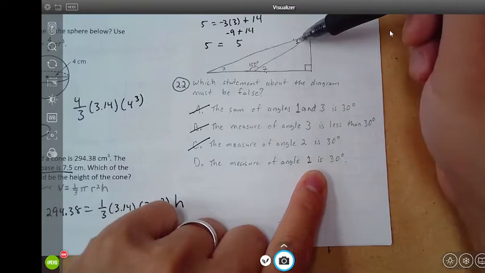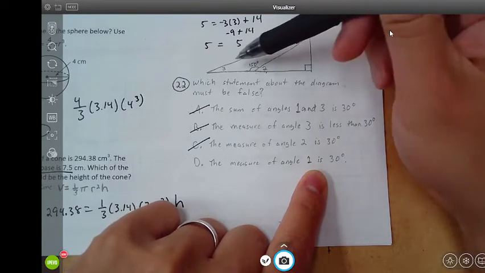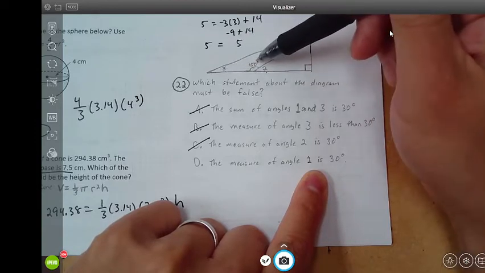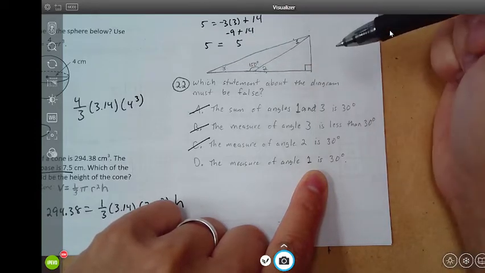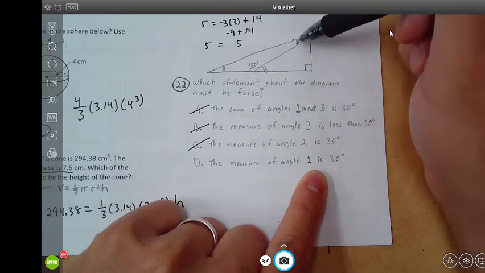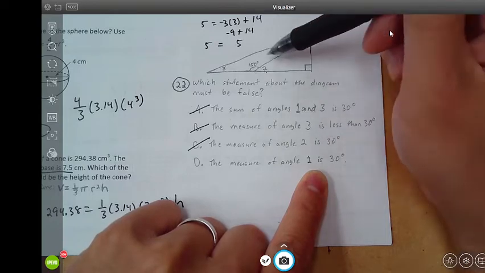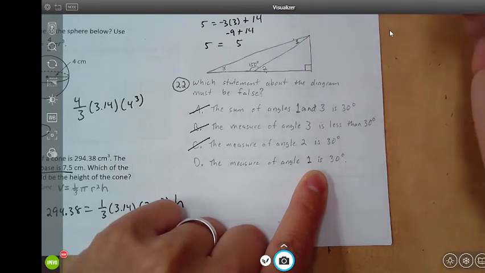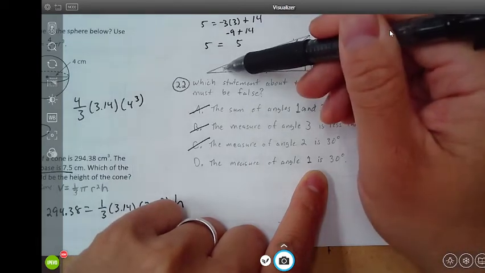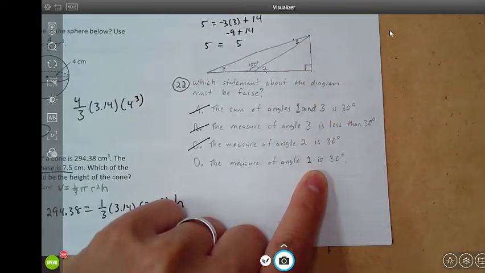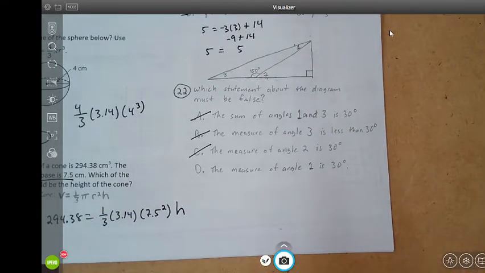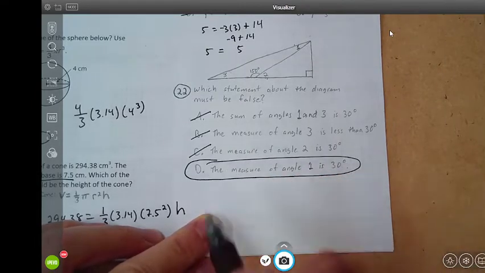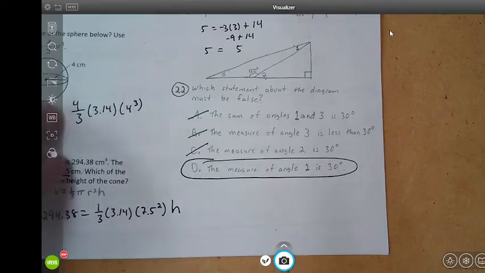Well, if angle 1 is 30, it doesn't leave any room for 3, because 3 and this 150 have to add up to 180. So 1 cannot be 30. If 1 is 30, then angle 1, which is 30, and the 150 take up the entire 180, and then 3 has no room left for anything, for that triangle. So that's the false one.